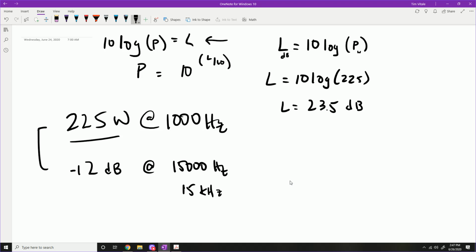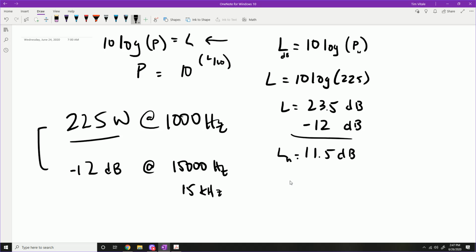Now, when you turn it up to 15,000 hertz, it says that we drop 12 decibels. Because these are decibels, we can just go ahead and subtract those, because it's saying we're losing 12 decibels, so that means we go down to about 11.5 decibels as our new level.